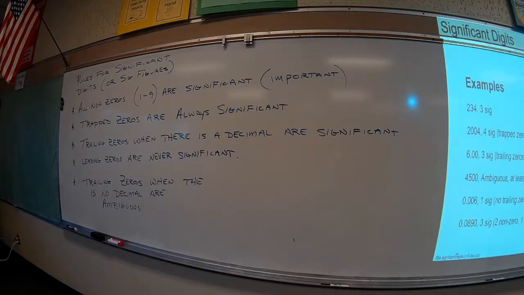2,004. Is the 2 significant? Yeah. Is the 4? Yeah. Are the zeros? What kind of zeros are these? Who thinks it based on the rules? Trapped zeros. These are trapped zeros. They are important because they're bookended by 2 natural numbers. So this is 4 sig figs. Why? Because of trapped zeros.